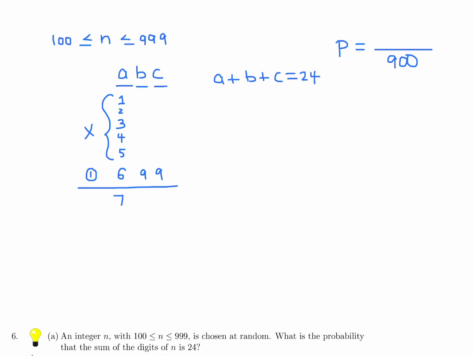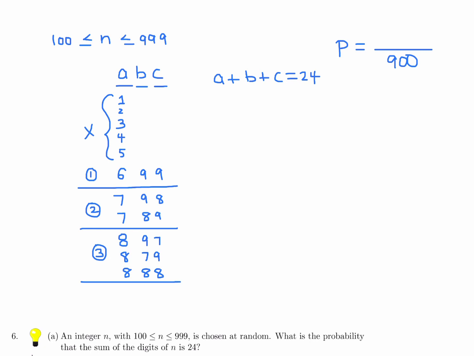All right, what about if A is 7? If A is 7, we can use 9, 8, and we can use 8, 9. So that gives me 2 more. How about when A is 8? When A is 8, we can have 9, 7, 7, 9, and we can have 8, 8, 8. That will satisfy the conditions.